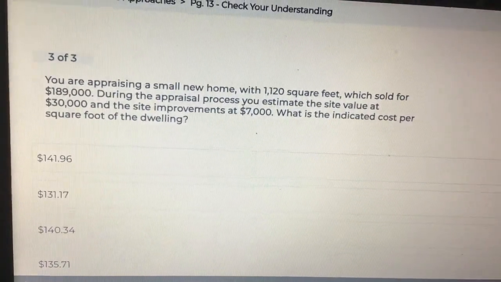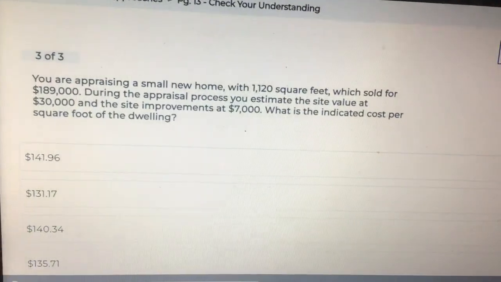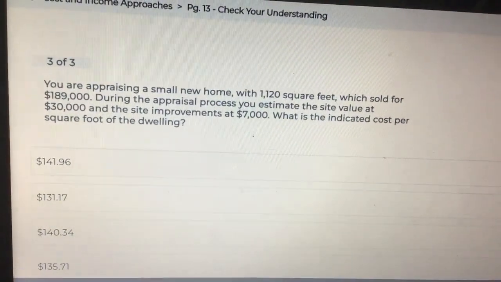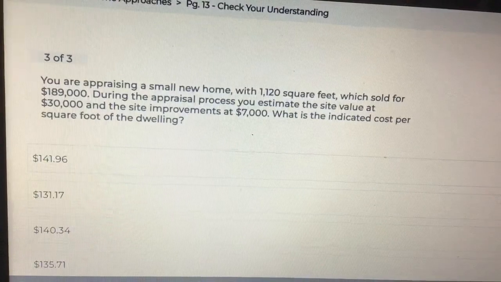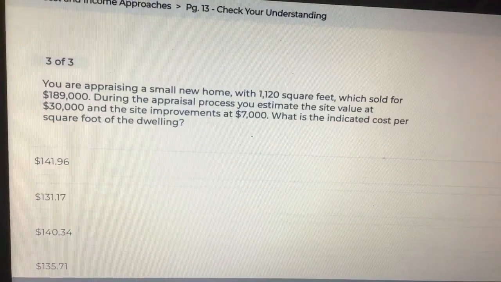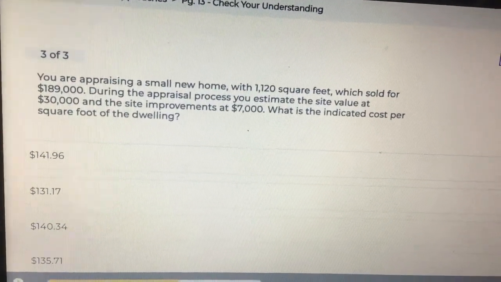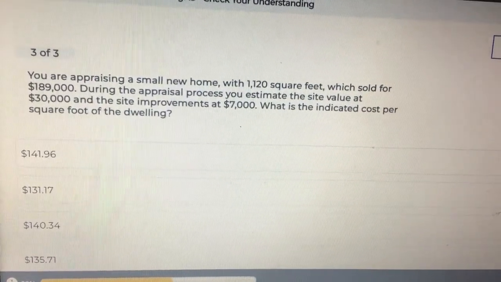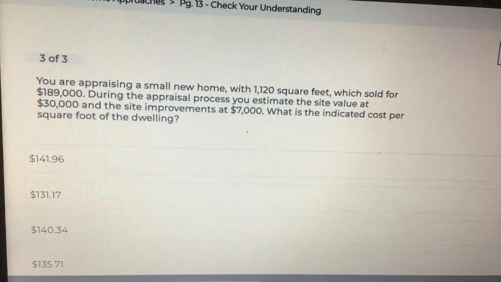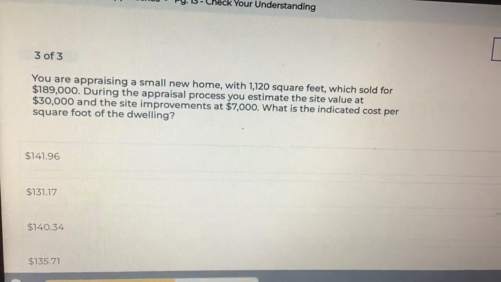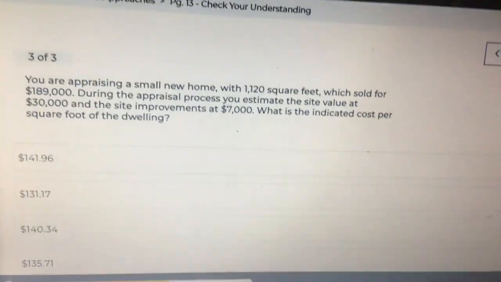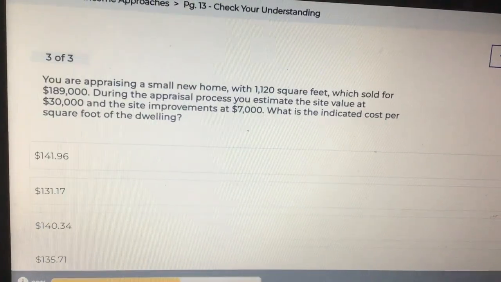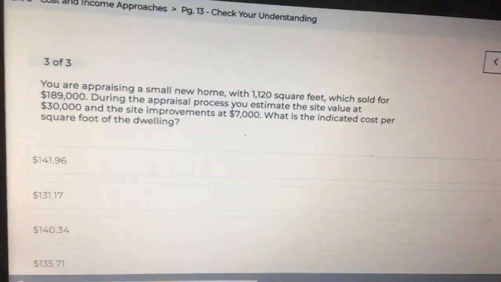A, $141.96, B, $131.17, C, $140.34, or D, $135.71. Per square foot of the dwelling.